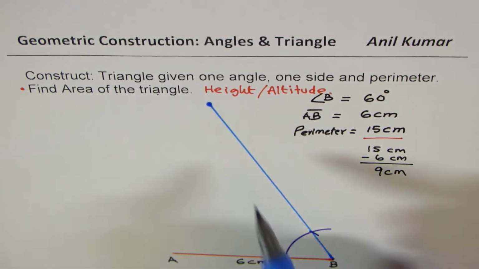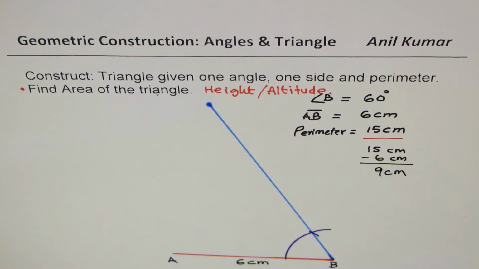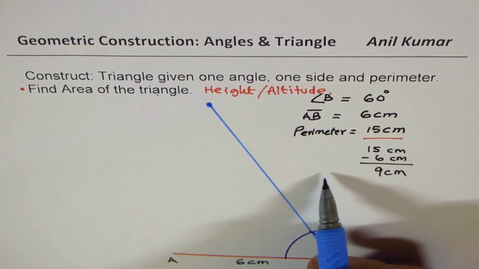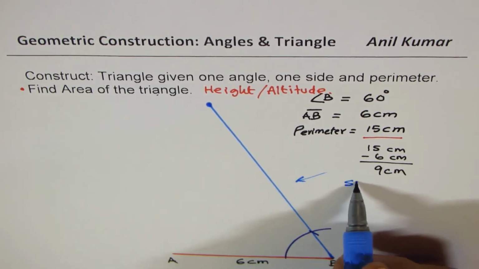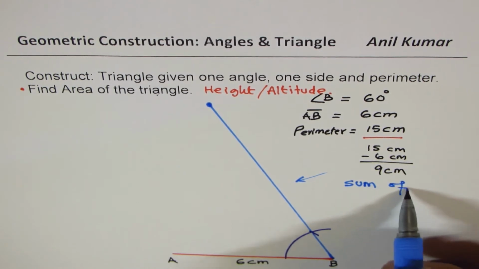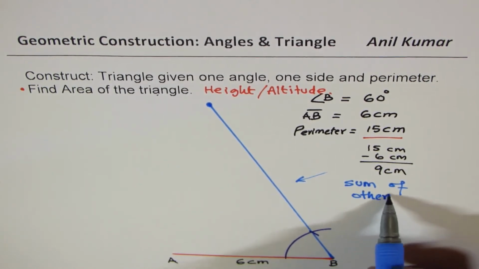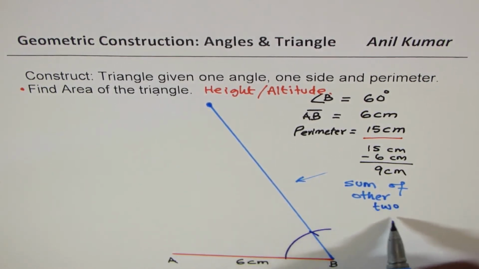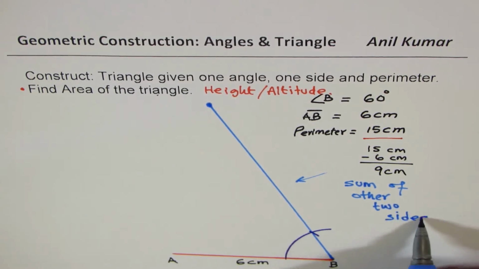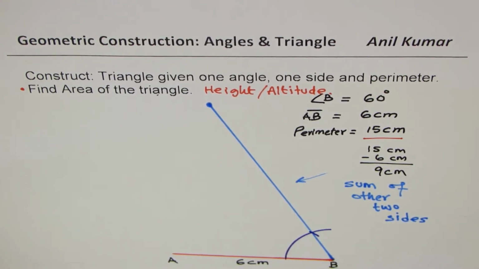So what we have here is the sum of two sides, correct? So this line basically represents the sum of the other two sides, correct? We have got one side. Now how do I make a triangle with the given perimeter? That is what we'll now see.